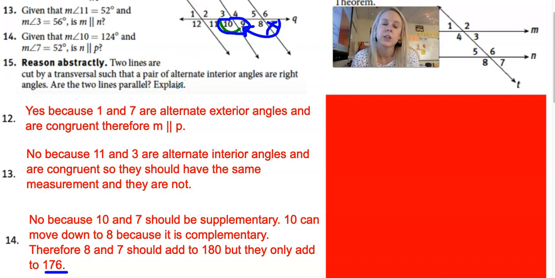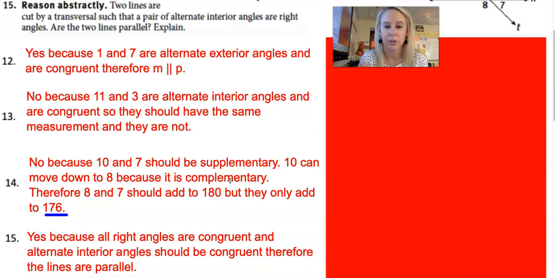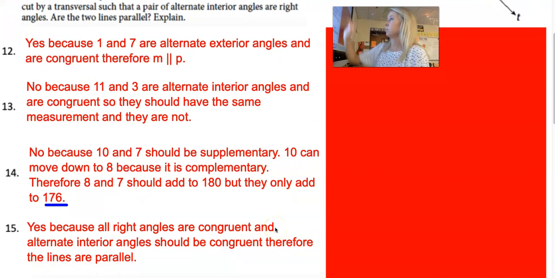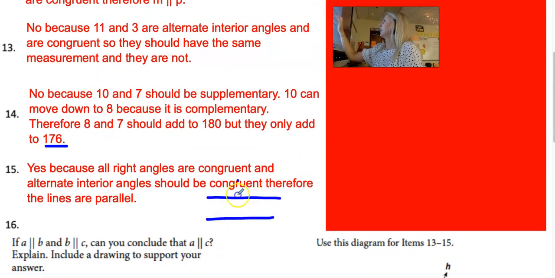Number 15 says, two lines are cut by a transversal such that a pair of alternate interior angles are right angles. Are the two lines parallel? Explain. So yes, because all right angles are congruent, and therefore if they're alternate interior angles, they should also be congruent, meaning the lines are parallel. Okay? So if you need a picture to see that, parallel lines cut by a transversal, it's going to be perpendicular, and so if the alternate interior are 90, that works out because they are congruent. It also works out because same side interior add up to 180.